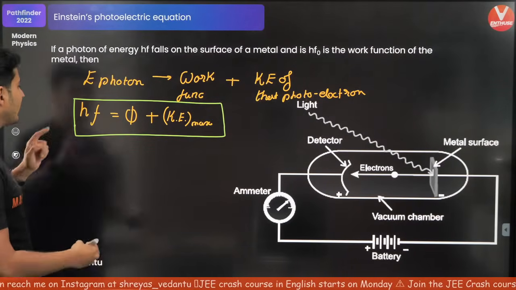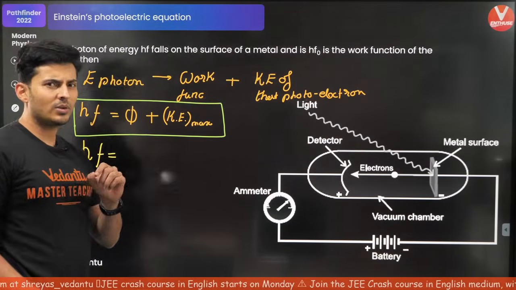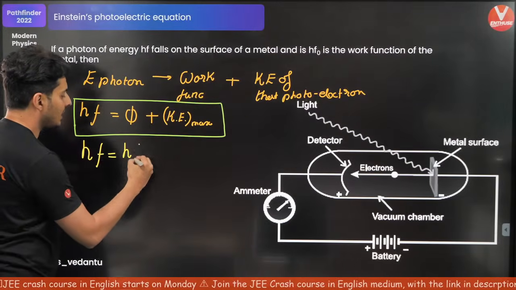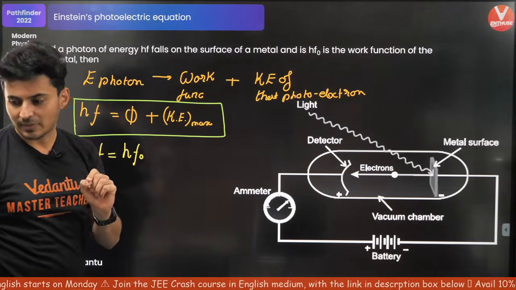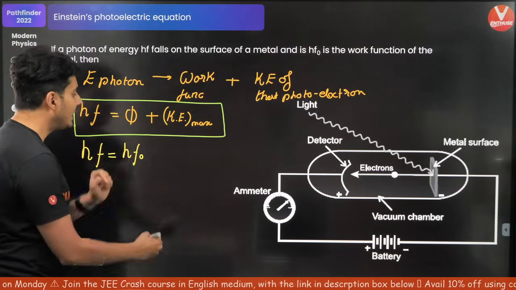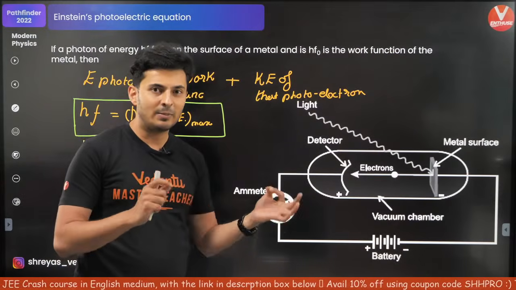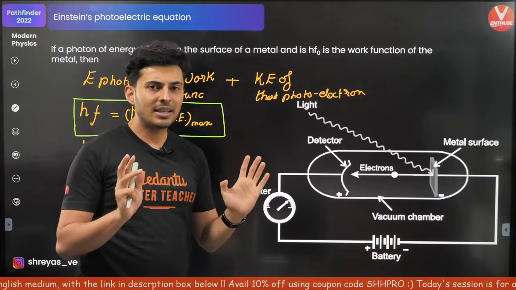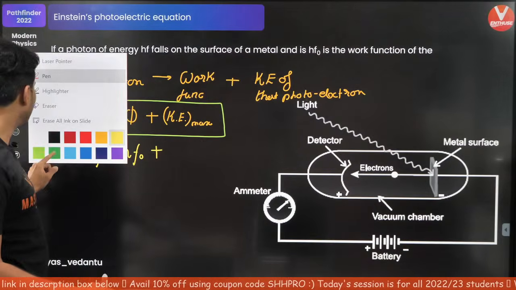See, you can also rewrite this equation like this. hf is equal to, remember what was the formula for work function? Work function was nothing but h into f naught. f naught was your threshold frequency. Now, kinetic energy, maximum kinetic energy. How can you determine maximum kinetic energy with stopping potential? It's very simple. Think about it. How is kinetic energy related to stopping potential? Think like this.